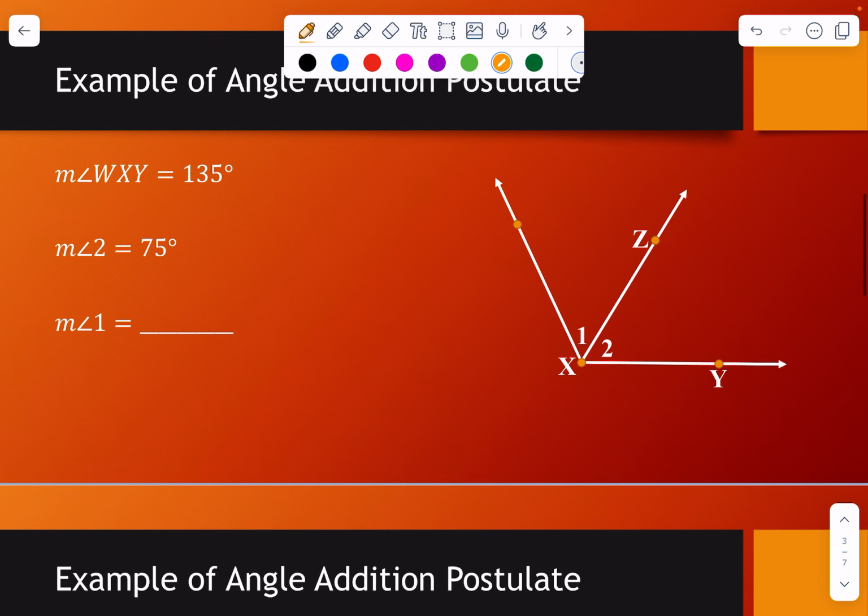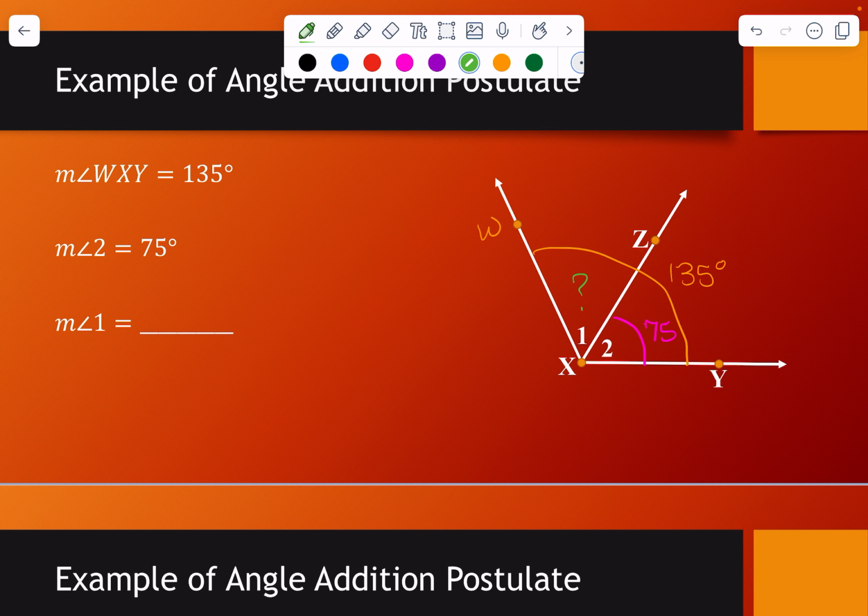So let's try a couple here. The first one here, the big thing you're going to want to do is make sure you know what everything is. So here, sorry, that letter was missing, W. So if we look, it tells me that WXY, that whole thing is 135 degrees. It also tells me that measure of angle 2 is 75 degrees. And the question is what is the measure of angle 1?